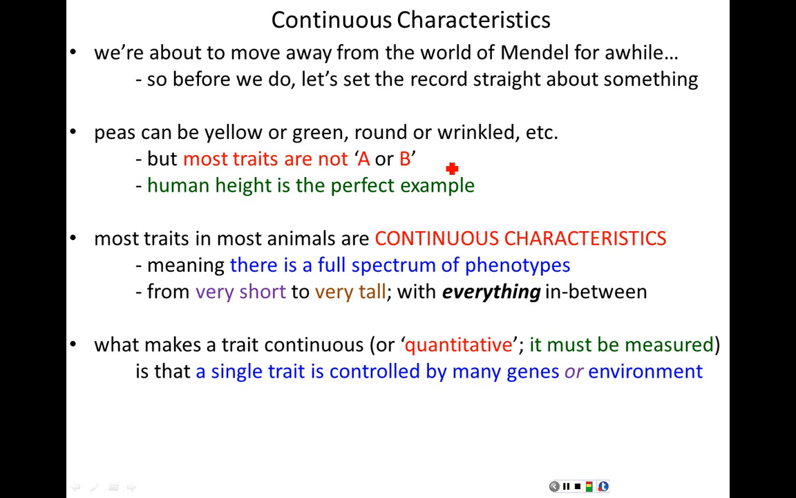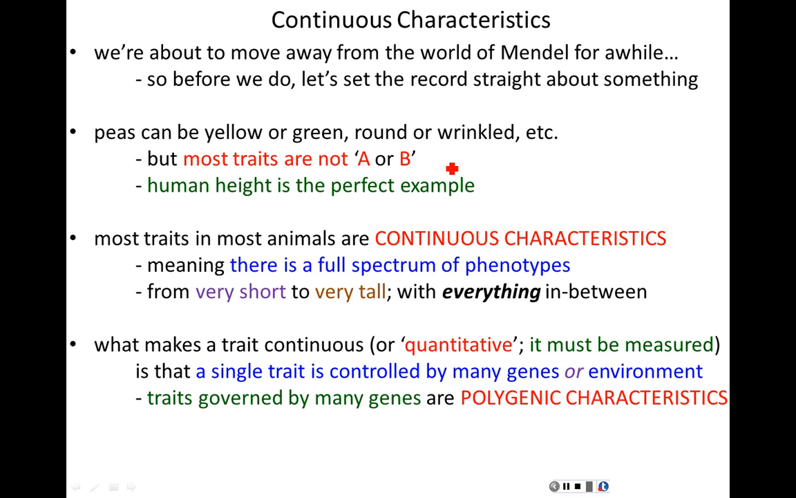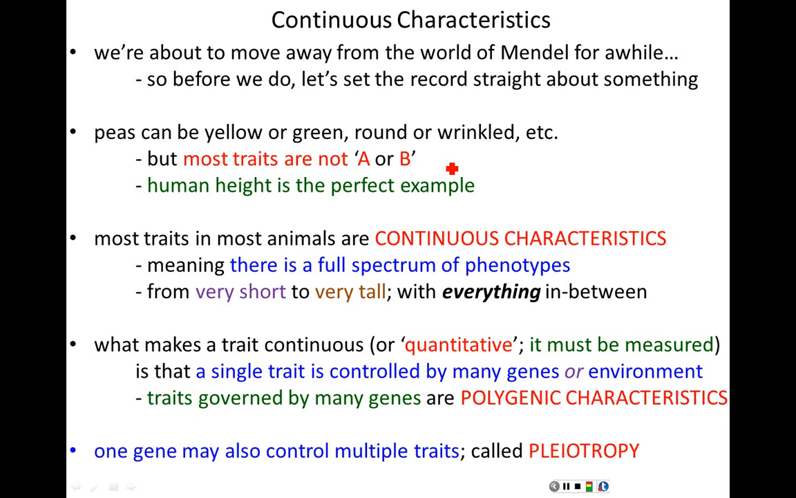What makes these traits continuous is that a single trait, like height in humans, is controlled by many genes, and oftentimes those genes interacting with the environment. Because there are so many different inputs to the trait and so many different combinations of genes and environment, you get every single possible flavor of height across the spectrum. Traits that are governed by many genes are called polygenic characteristics. Many genes, polygenic.